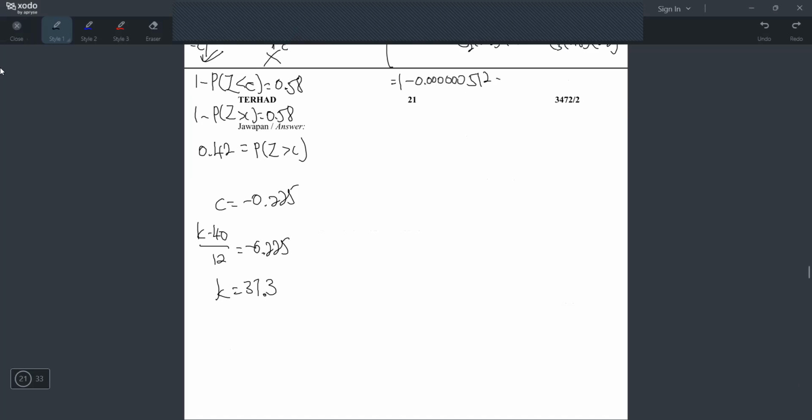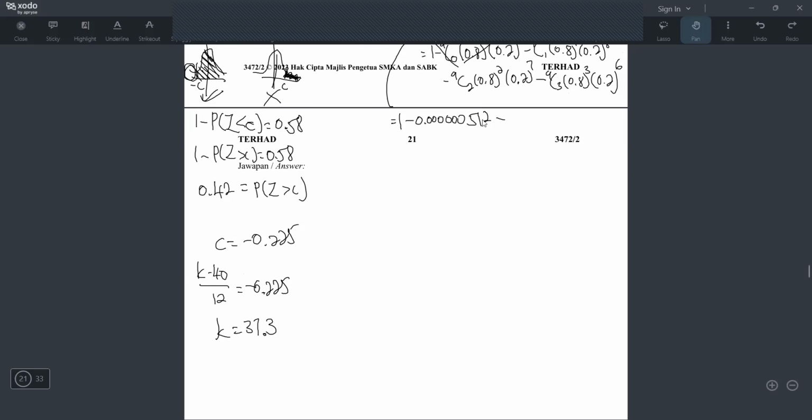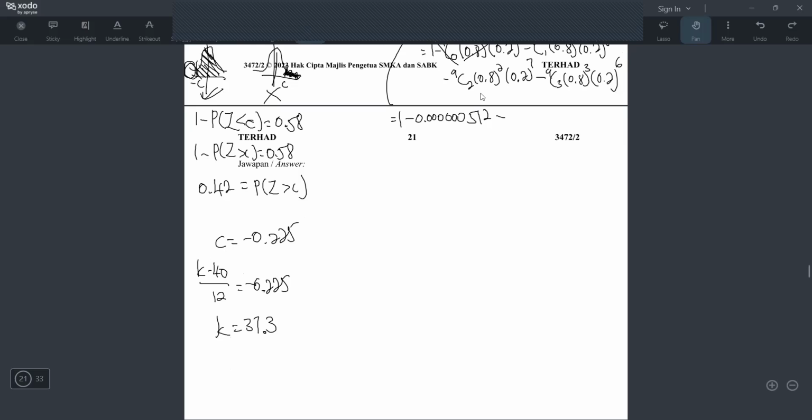Minus the next one, which is 9C1, which is 9 times 0.8 times 0.2 power 8. My calculator gives me an answer times 10 power negative 5, so this time it will be 4 zeros only. So 0.0, and then 18432. Because it's times 10 power negative 5, that's why it's 1, 2, 3, 4, 5.